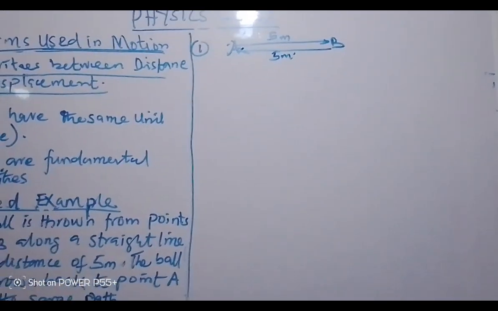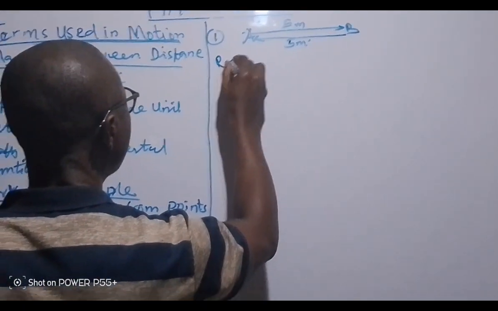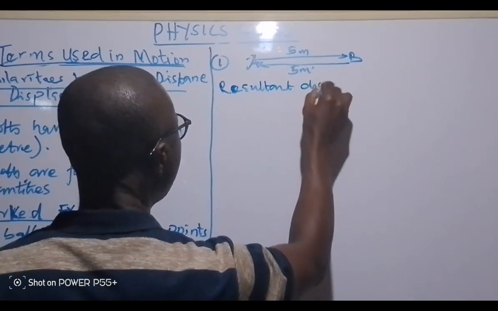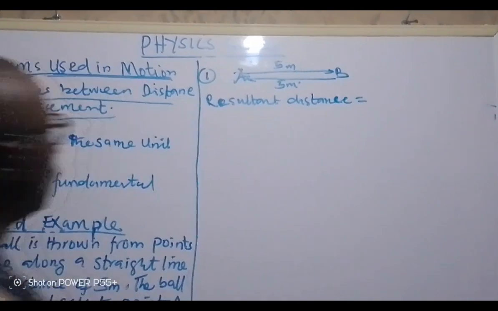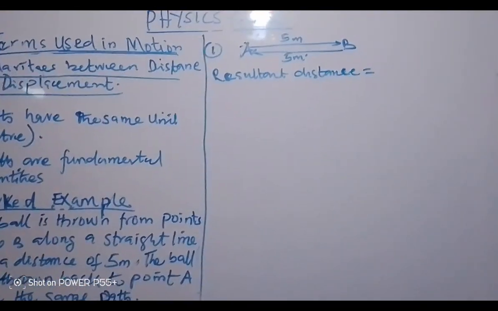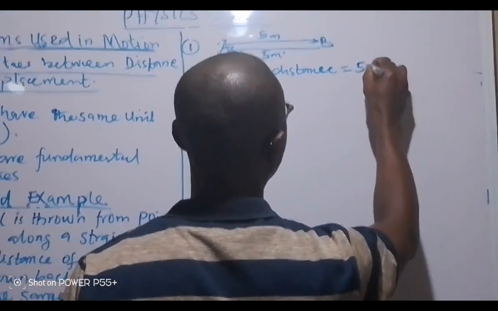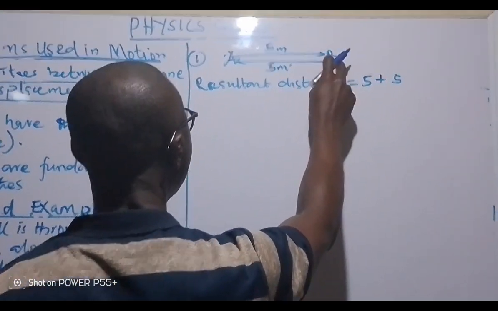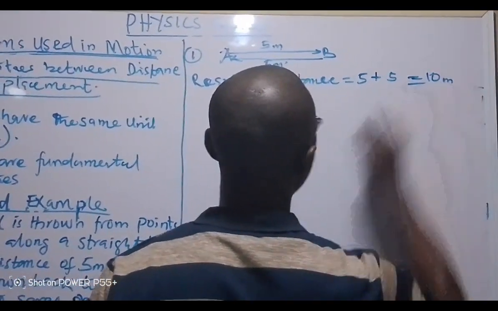So we are now asked to calculate the resultant distance. Now, the resultant distance, since we said distance is a scalar quantity, then direction has no effect on it. So the resultant distance will be 5 plus 5. 5 from A to B, and from B to A, that's another 5, equal to 10 meters.